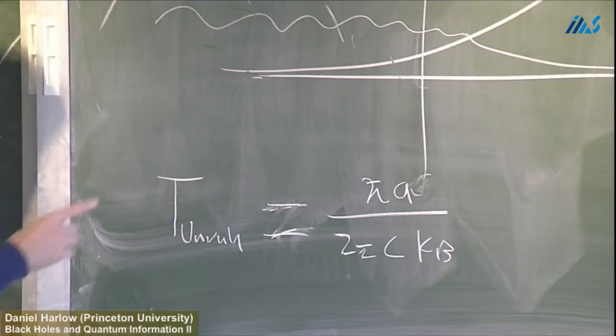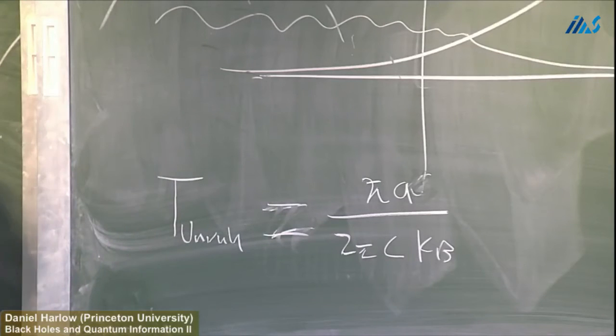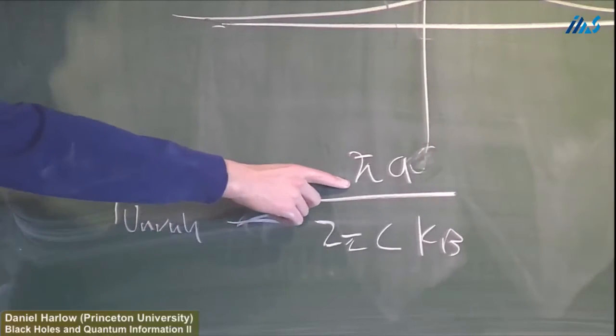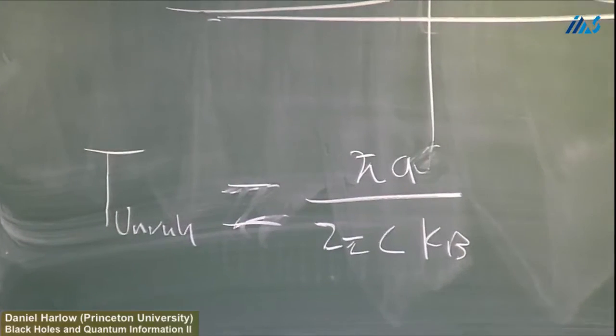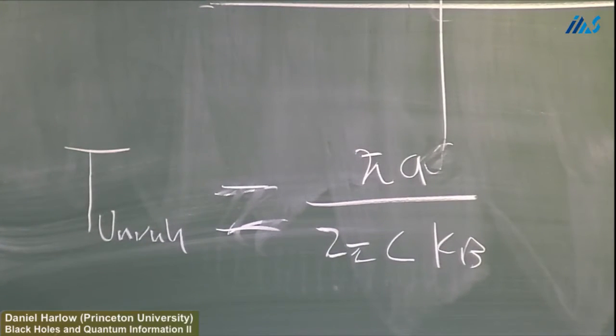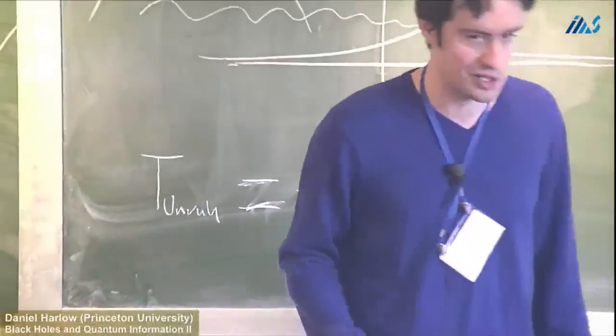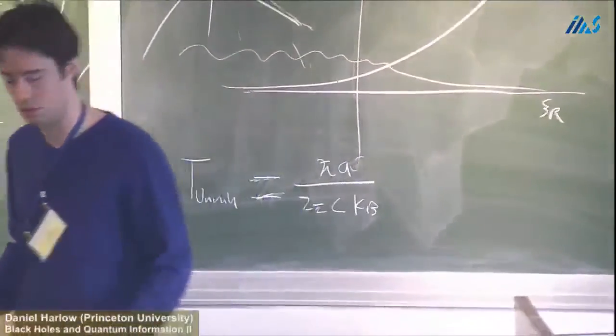And you can see two things. One is that if quantum mechanics goes away, so we send h bar to 0, then the temperature goes to 0. And if we get rid of relativity, so we send c to infinity, then the temperature also goes to 0. So you need both quantum mechanics and special relativity to get this bizarre fact that people who are accelerating at constant acceleration see a temperature.